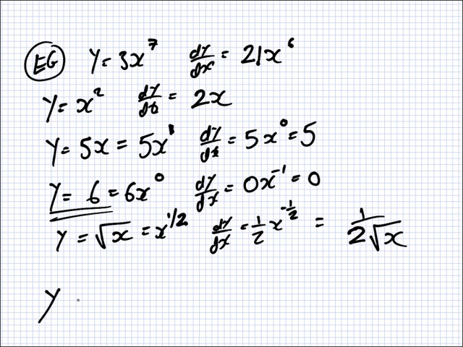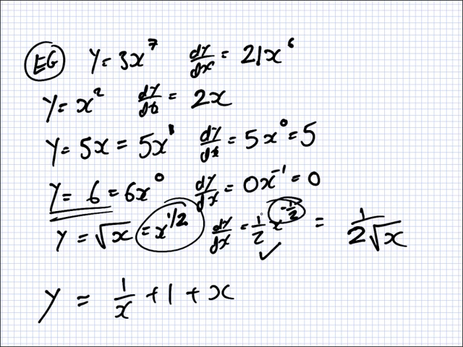Let me give you one to try by yourself. Let's say we have 1 over x plus 1 plus x. I want you to give me the derivative of this, please. Can you repeat the square root one? Yeah, so what you do is you change root x into x power a half. And then you bring the half down in front, and then you subtract 1 from the half. So a half minus 1 is minus a half. Now, if you like, you can leave the answer like this.